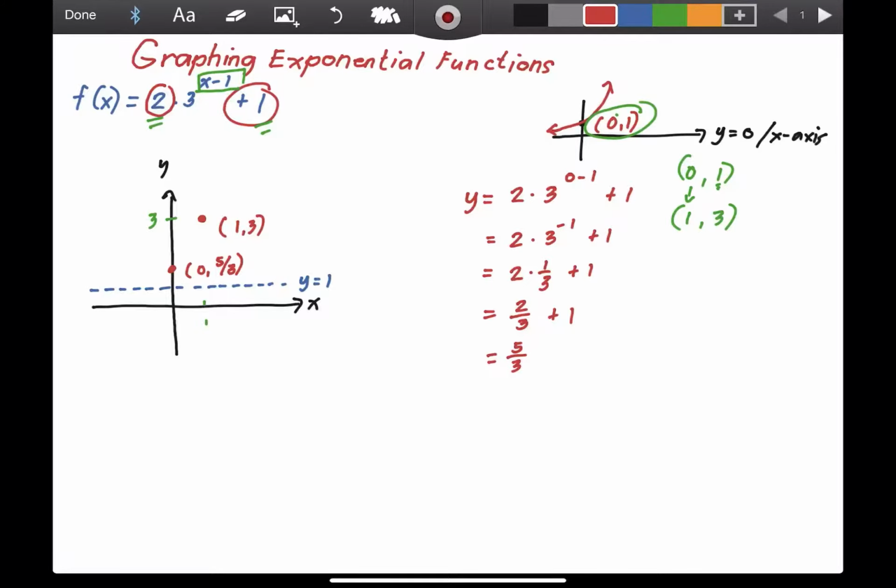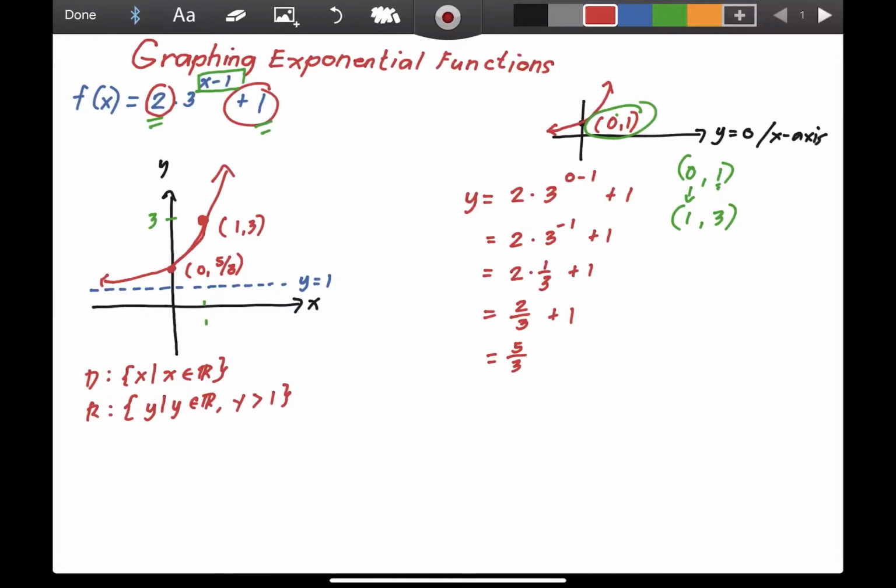So here's now the graph. We know that the domain here will be all real numbers, the set of all x such that x is an element of the real numbers. For the range, we know that the graph is above y equals 1. So the range is the set of all y such that y is an element of the real numbers, such that y is greater than 1.